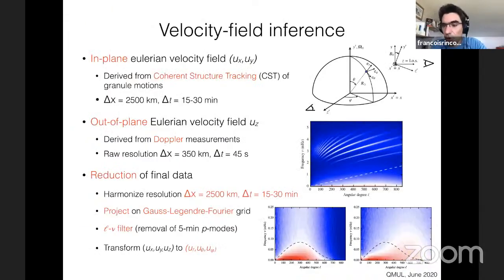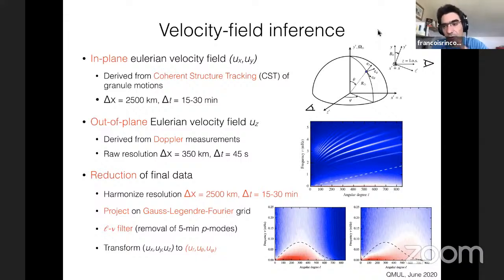You can also use the Doppler information to measure the line of sight velocity. That means perpendicular to that plane where you were measuring the horizontal velocities, thanks to the Doppler. And from there, we have the raw resolution of the instrument, so 350 kilometers and 45 seconds. The problem, as I told you, is that you have the acoustic oscillation.